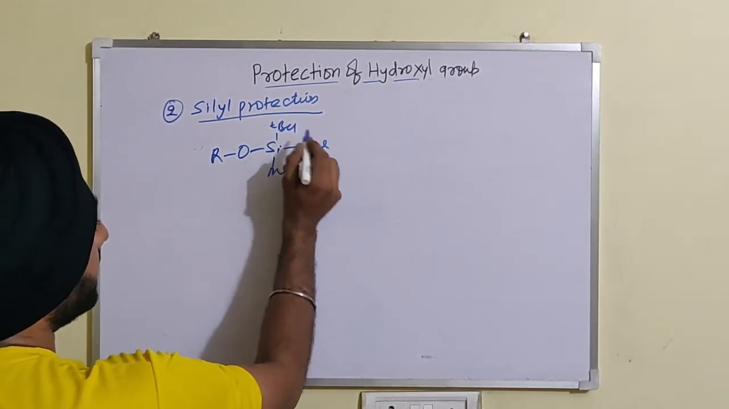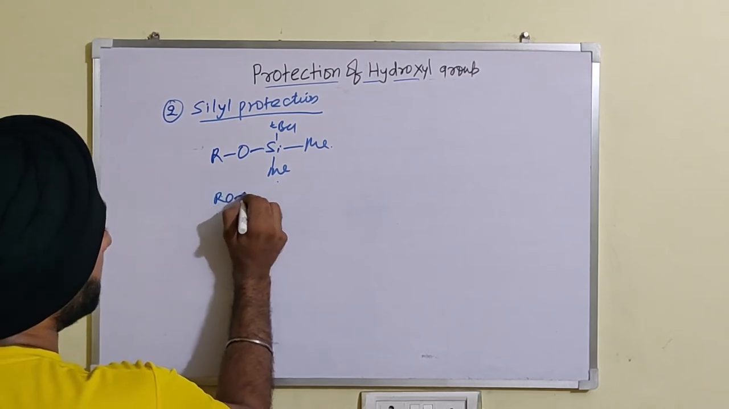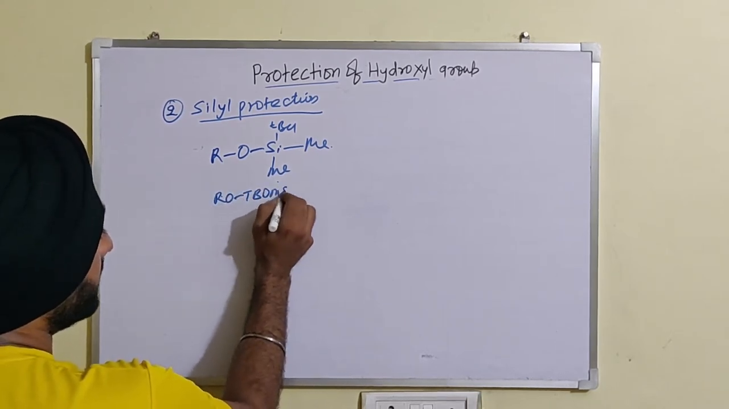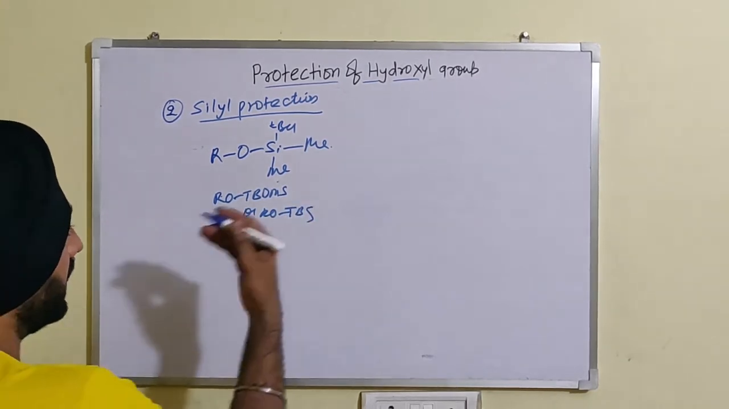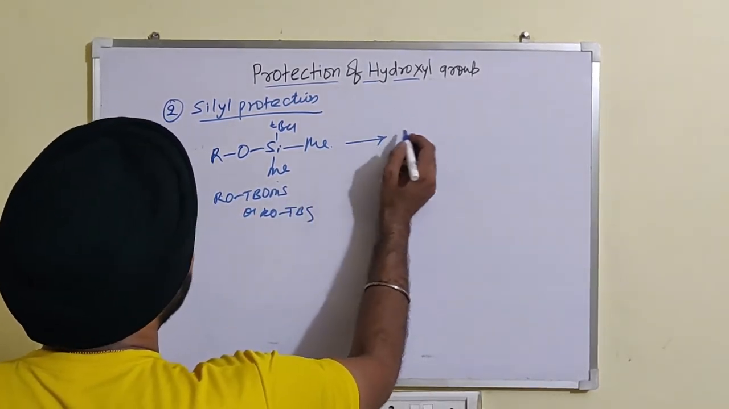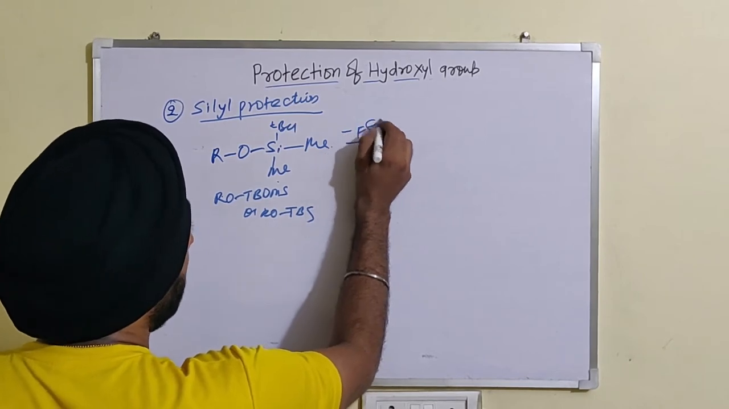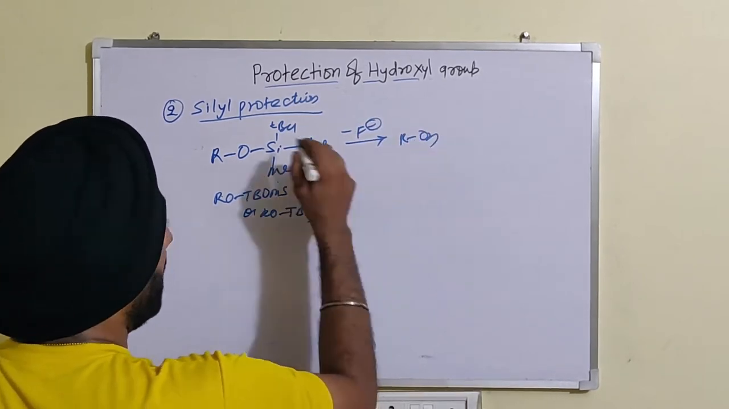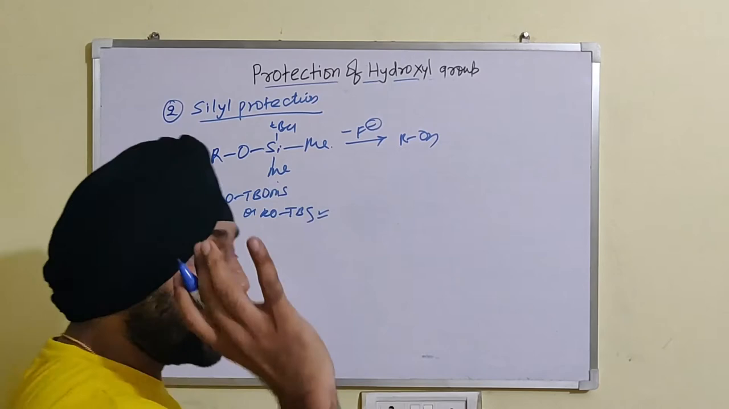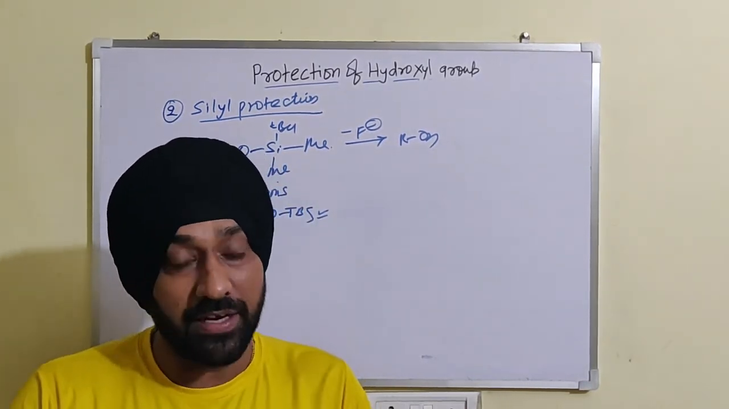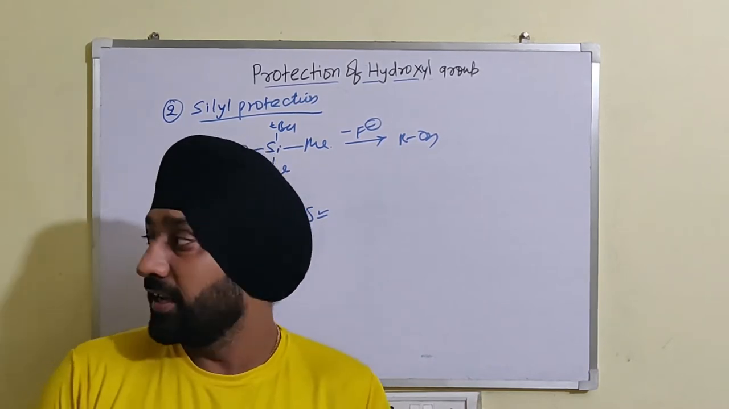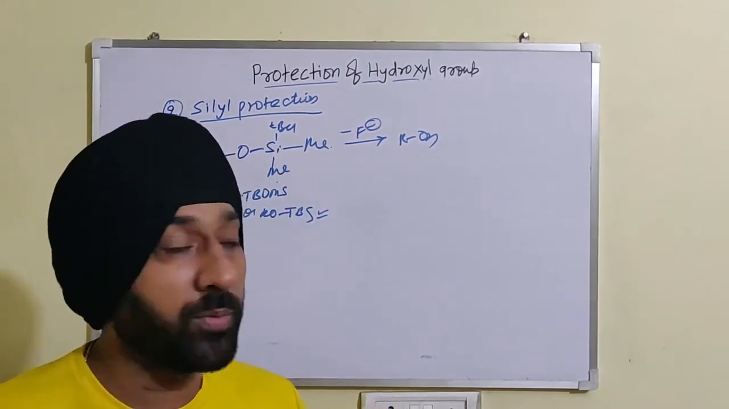Tertiary butyl dimethyl silane. So this can be represented as TBDMS or TBS simply. Again, the method of deprotection is absolutely the same: any fluoride, you will get the starting material. But these TBS groups are quite stable. As far as TBS are concerned, they are quite stable to acidic, basic, or a variety of other conditions. That is why they are the protective group of choice.